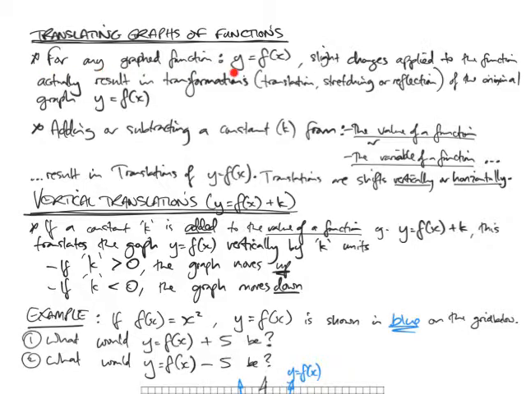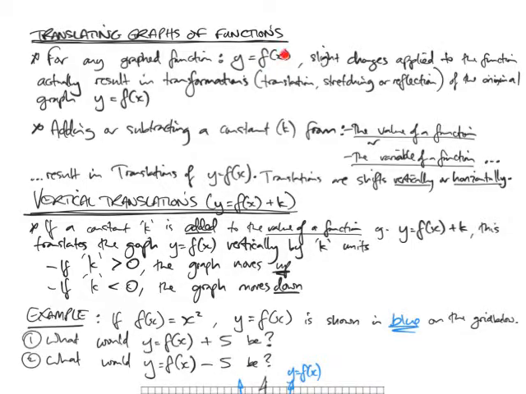So for any graph function, if you make the function of x equal y, slight changes that you apply to this side, the function of x, will actually result in transformations. Hopefully you remember back to Cartesian coordinates, when you translate something, that's a kind of transformation that's moving it up or down. If you stretch something, that's another transformation where you squeeze it or open it out. And the last transformation is reflecting, so reflecting it in an axis or in a line.